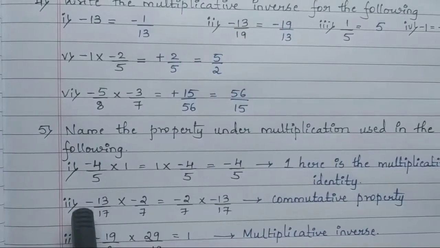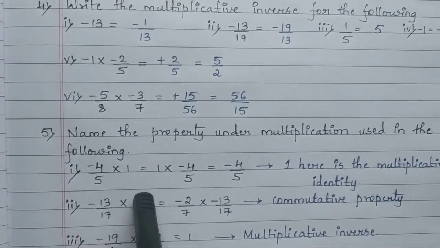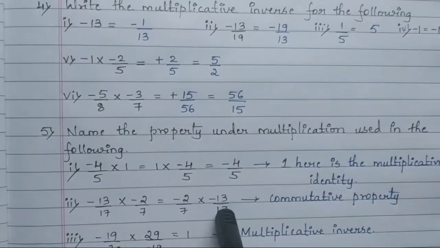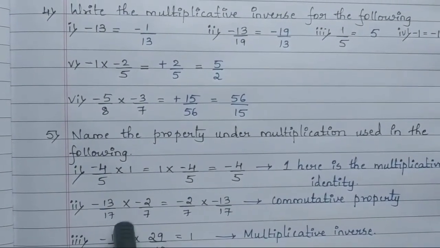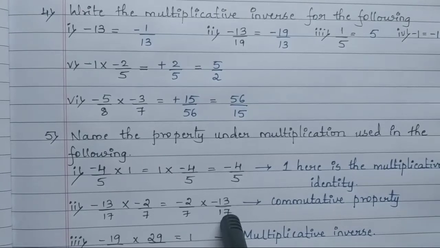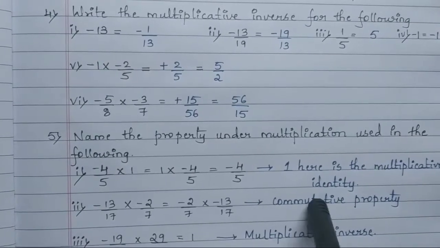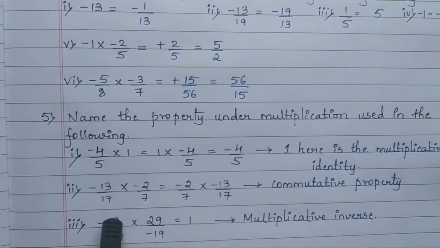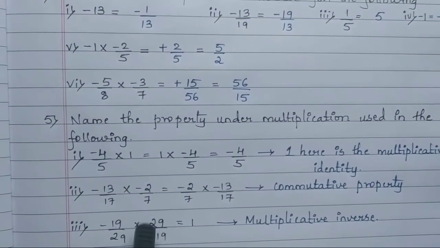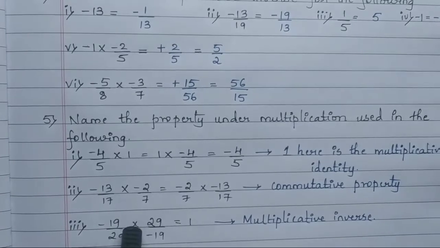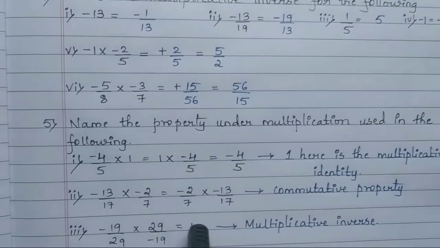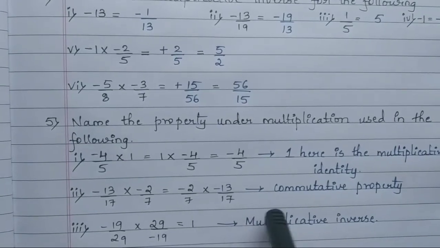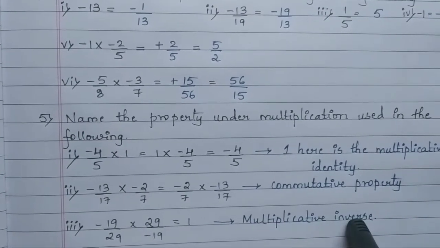The second one is minus 13 by 17 into 2 by 7 is equal to 2 by 7 into minus 13 by 17. You can see this is written as x into y is equal to y into x. So you can say this is the commutative property. Next comes minus 19 by 29 into 29 by minus 19, which, when you cancel, you are going to get 1. As soon as you get 1, you can say that it is a multiplicative inverse.